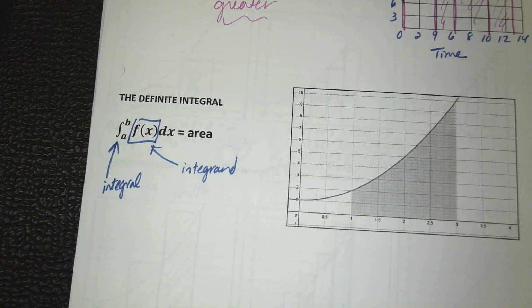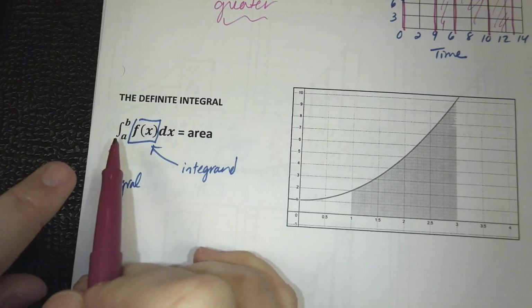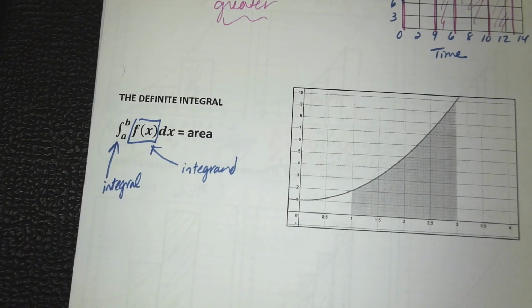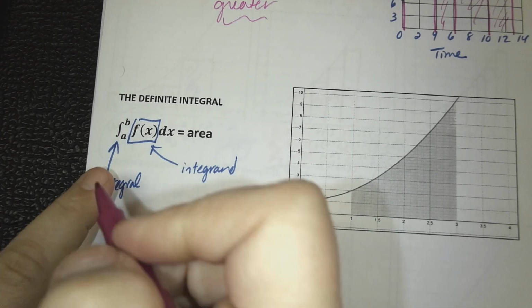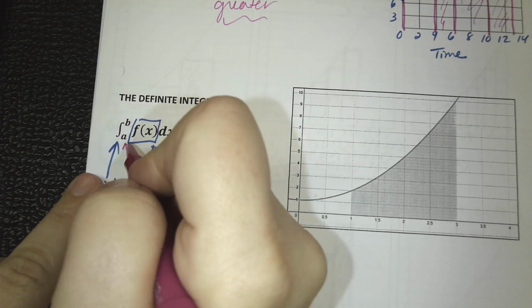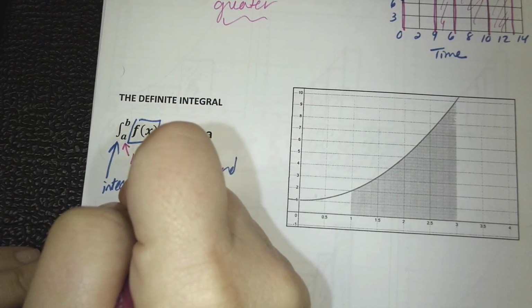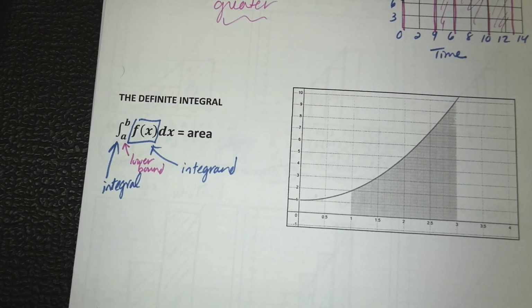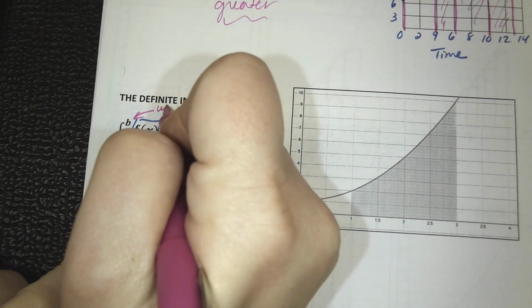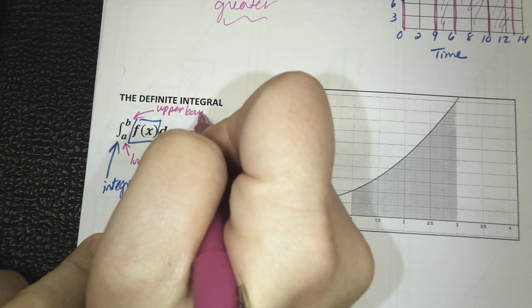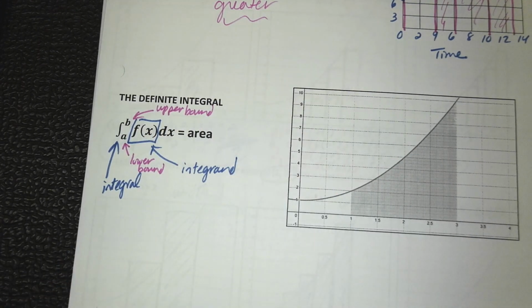What do you think the A and the B are? What's the interval? In mathematics, the bottom one is known as the lower bound on the interval. Like if I was between 1 and 3, this would be the 1. The B would be the upper bound. These are the words they use. You need to know them.